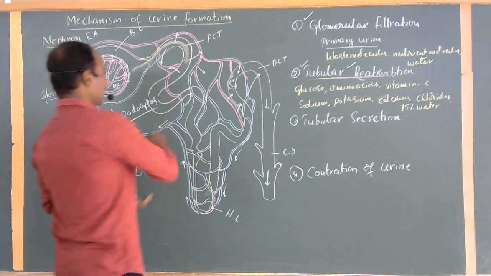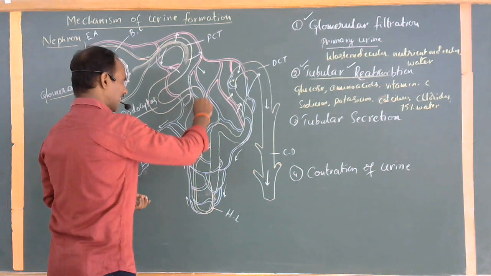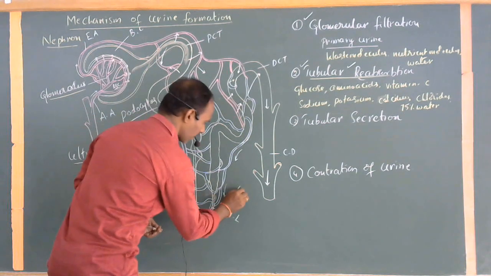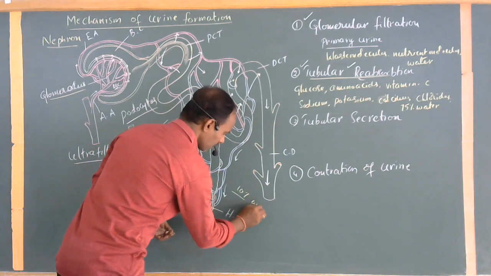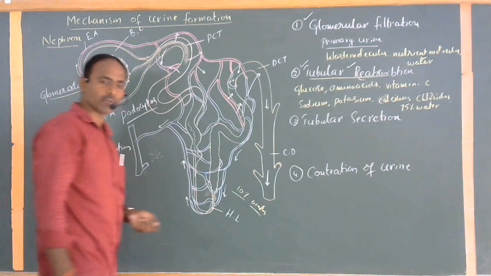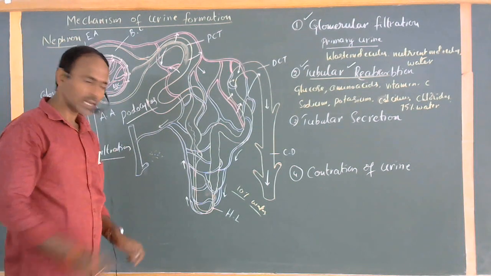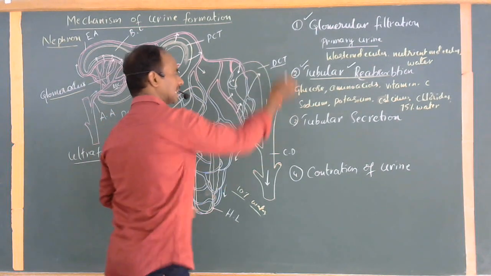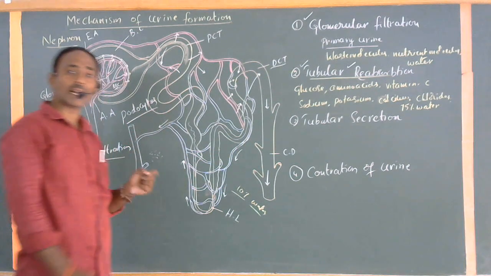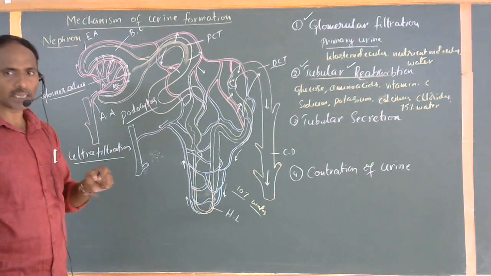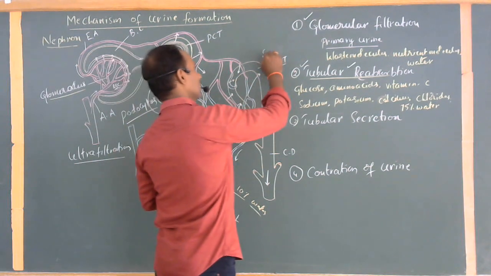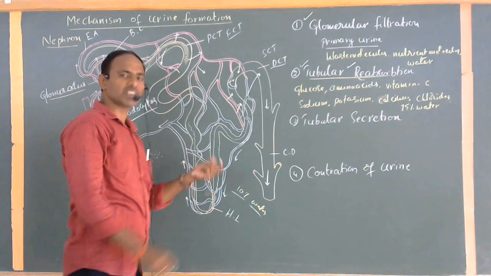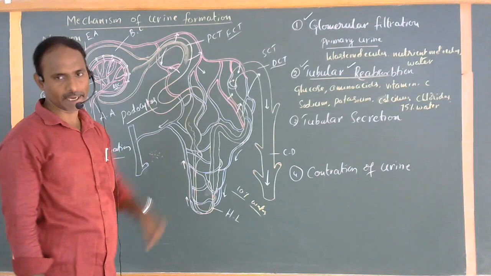After this, the remaining components are transported from the PCT to Henle's loop. Here, 10% of water molecules are reabsorbed once again in Henle's loop, and the remaining components are transported to the next part, commonly called the DCT, the distal convoluted tubule, also known as the second convoluted tubule. The PCT is the first convoluted tubule. Proximal or first, distal or second.